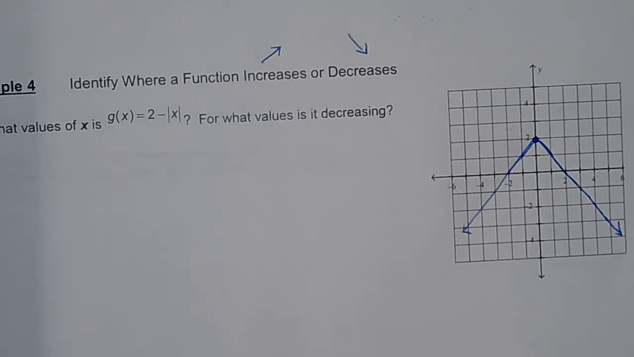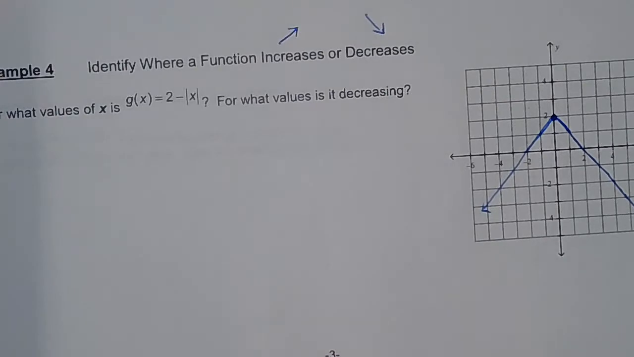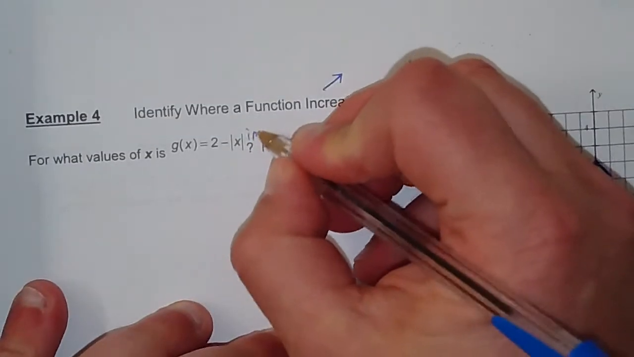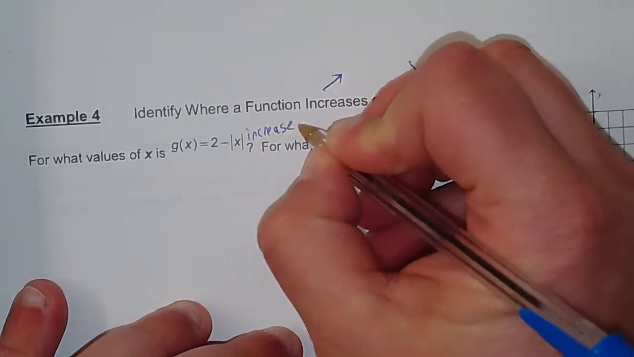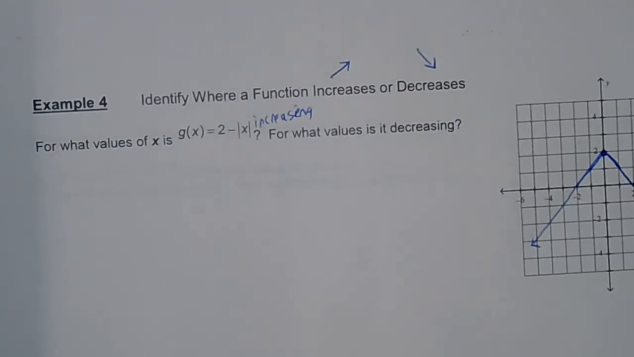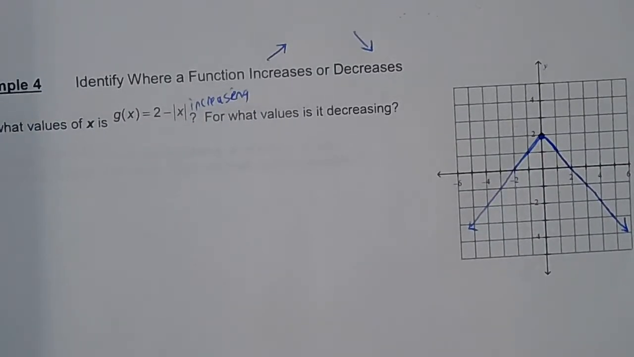So now let's read the question. So the question is, for what values of this function is it increasing? But anyway, so the question is, when is this graph increasing and when is it decreasing? That's what we're going to try to answer. So increasing, you're looking for when does this graph have a positive slope? When is the graph heading upwards?